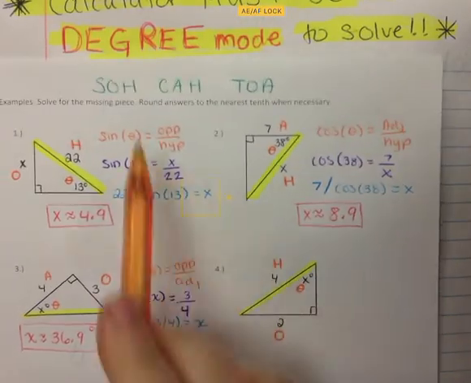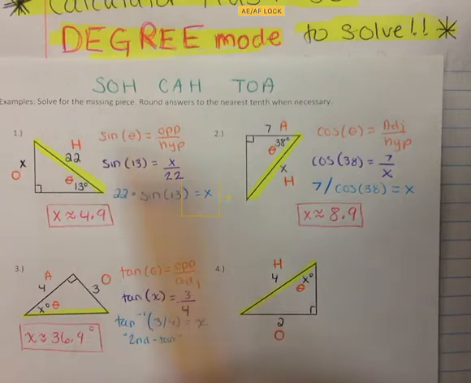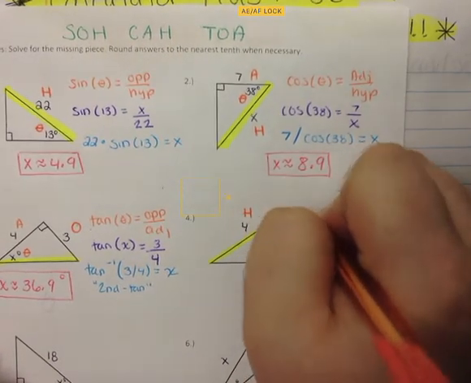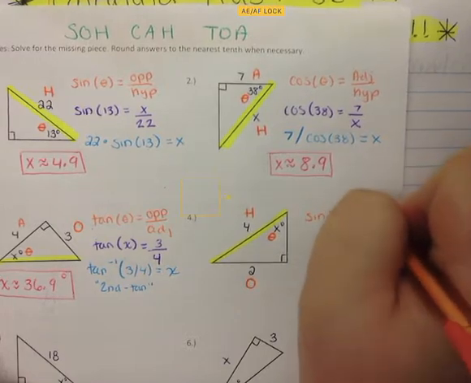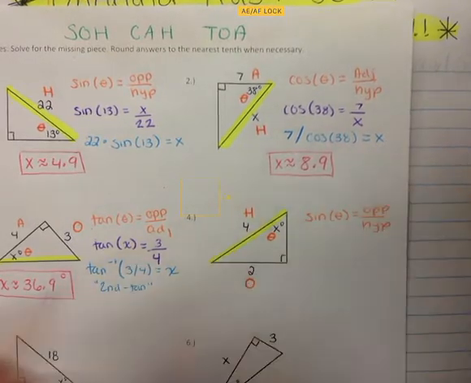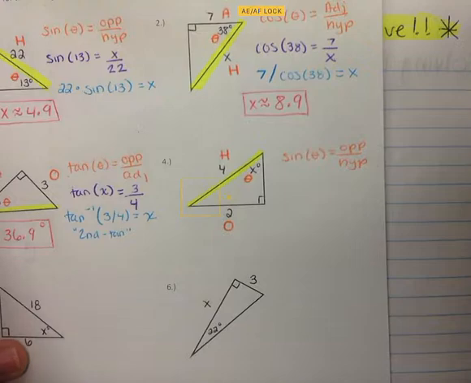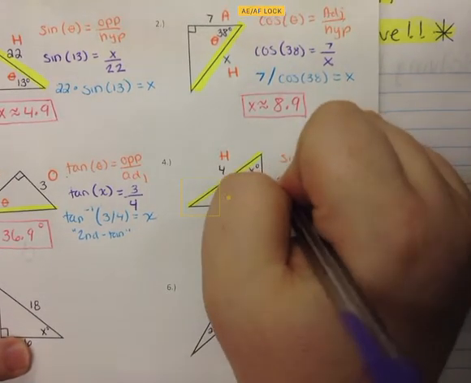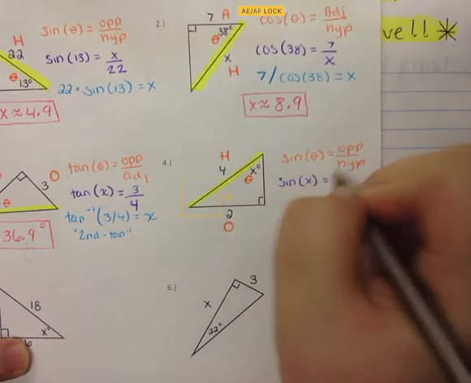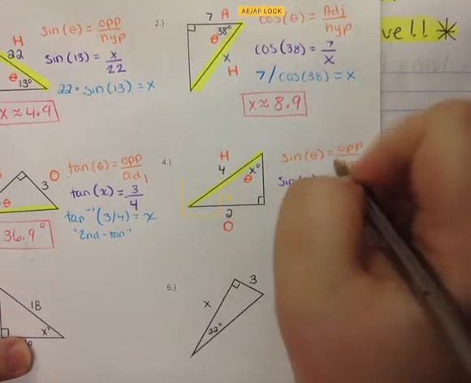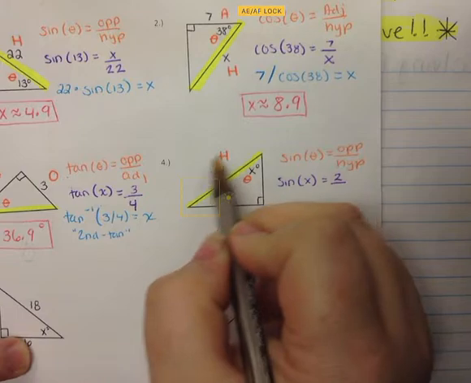So O and H together, that's your S, your sine. So we have sine of theta is equal to opposite over hypotenuse. And now we just plug things in. So we have sine of our theta, which is our x, is equal to our O, opposite, which is the 2, over the hypotenuse, which was the 4.